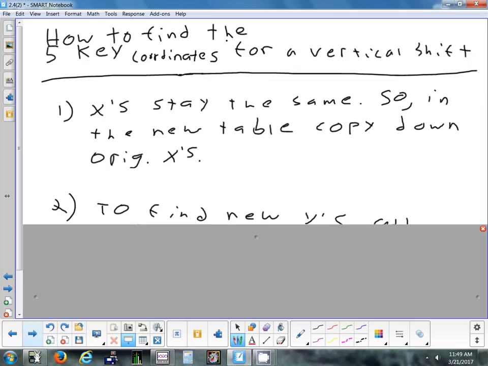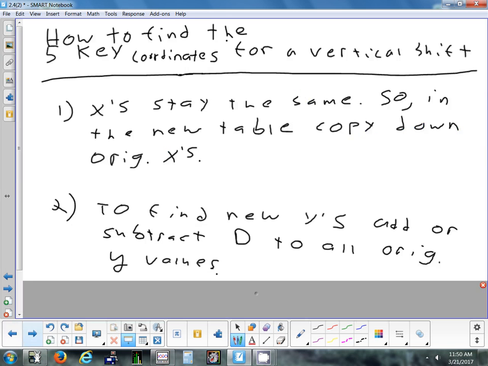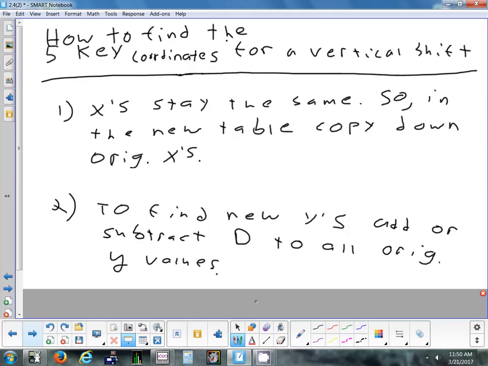Okay, and to find your new y values, all you have to do, I'll put this right back up, you have to look at what you've added or subtracted onto the end of the function. Like is it a plus 2 or is it a minus 3? Whatever number you have right here or here, you do that to all the y values. So if you have a plus 2 on the end, you're going to take all your y values and do a plus 2. If you got a minus 3, you're going to take all your y values and subtract 3.